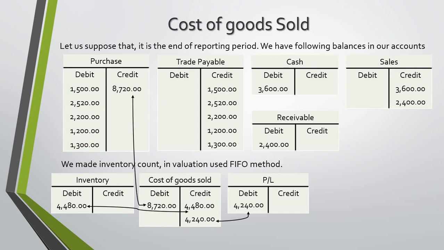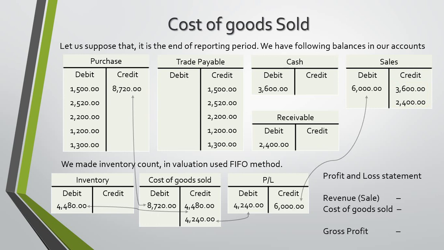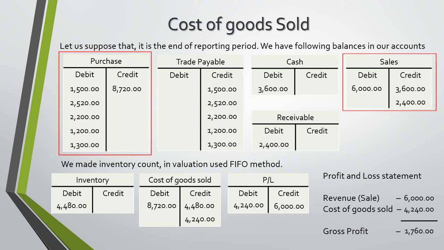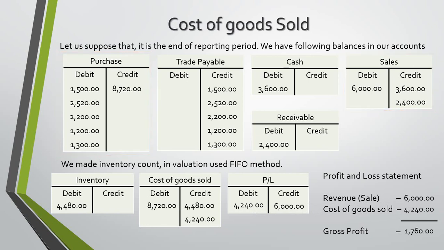To prepare a little profit or loss statement, we need to summarize all sales and credit them to the profit and loss statement. After all, we'll have gross profit of 1,760 yen. Take into account that there shouldn't be any balances in the purchase and sales accounts. At the end of the reporting period, they should be transferred to the profit and loss statement.